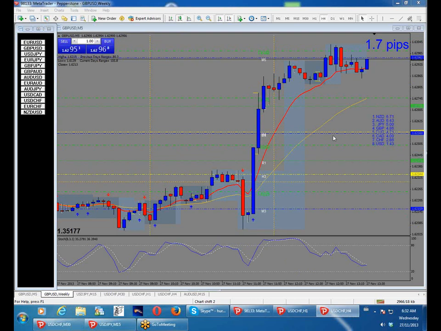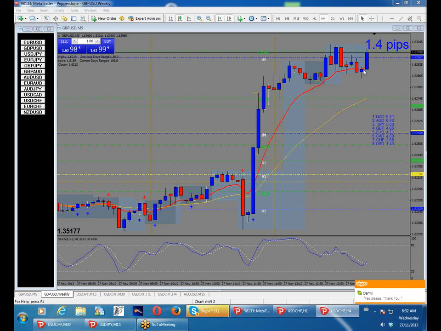So we missed this one, I guess. And pound dollar just took off, right? So this is where we'll get the signal on this one here. We didn't get it on the last one because it did not break. It didn't close above the 10.